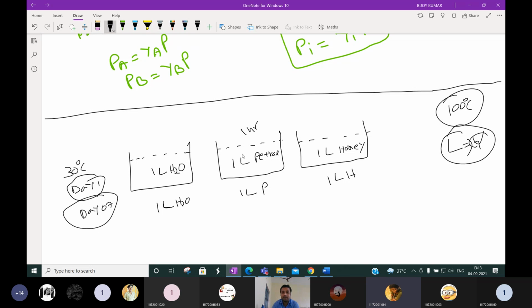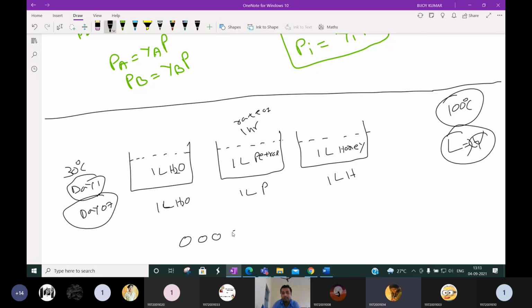Okay, because we know that its vapor pressure, its rate of evaporation, is higher. Here the rate of evaporation is lower. Here the rate of evaporation is more or less. Honey is the thick one. So what makes the difference? We know that evaporation means what?